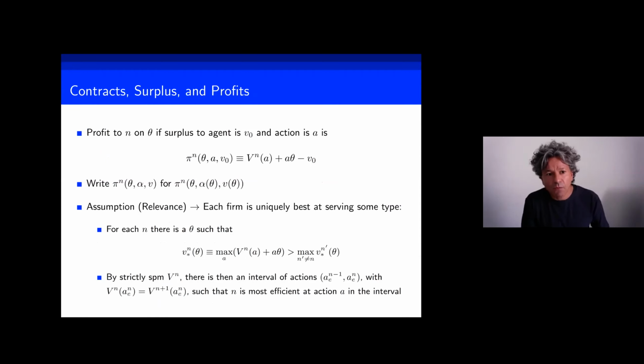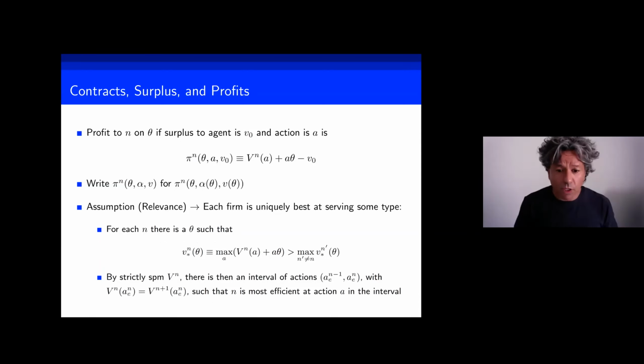Now, what is the profit that firm N derives if it deals with type theta and it gives to that type a surplus given by a number V0? Well, it will be given by this function pi N that I will use throughout, which is simply the match surplus between the two minus the utility you give to that agent. Henceforth, also to economize notation, I will write pi N with arguments alpha and v instead of alpha, theta, and v at theta.